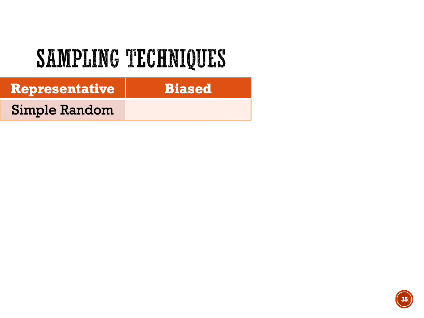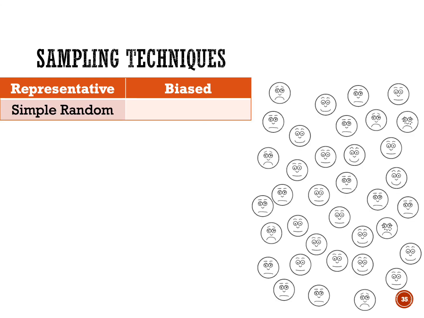So simple random, again, is just randomly picking people out of the population. So here's a random selection of people. We can do this type of sampling using some type of random number generator. Essentially, again, it's like picking people out of a hat.